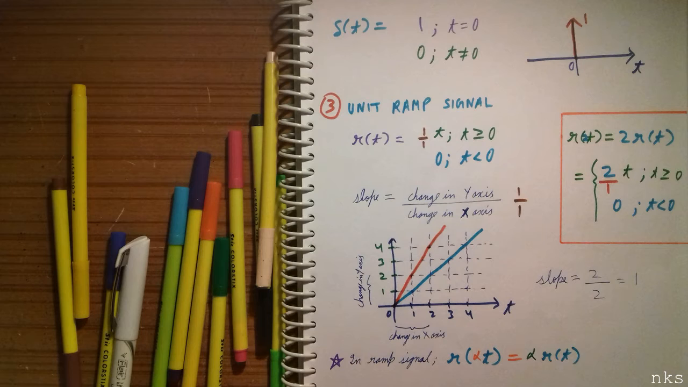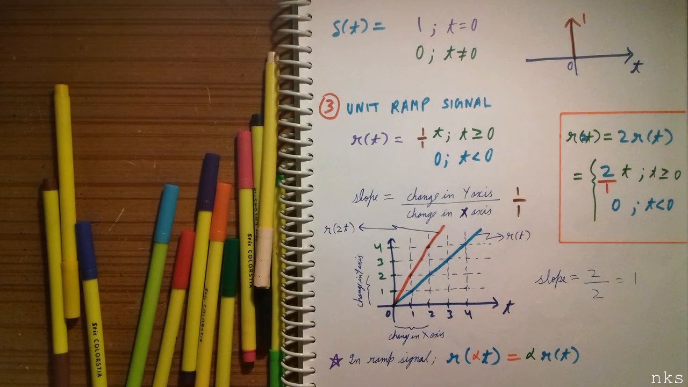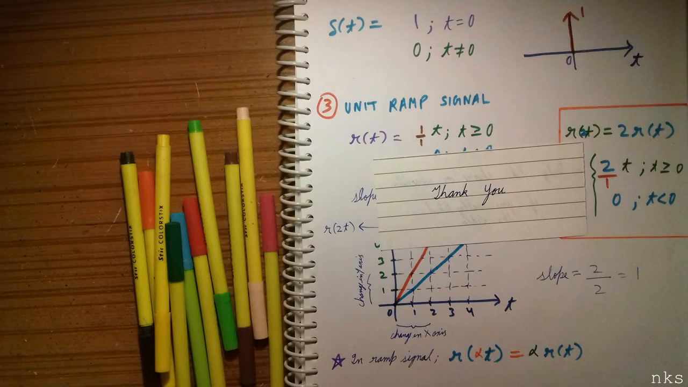So I got r of t as well as r of 2t. So that is how the unit ramp signal works, and you have to draw it like this. I hope you get this all. Thank you. Practice this, okay?